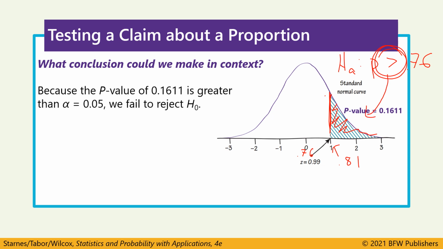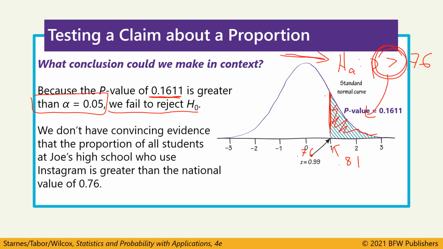All right, we looked that up in our yellow table. Remember to do 1 minus because this is a right-tailed test. We get a p-value of 0.1611. And because that's greater than the alpha level of 5%, we're going to fail to reject the null hypothesis. When we fail to reject, it means we have insufficient evidence that this is true. So we do not have convincing evidence that the proportion of all students at Joe's school who use Instagram is higher than the national rate of 76%.